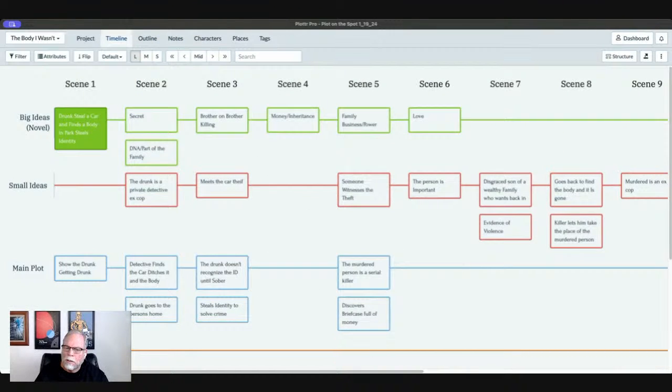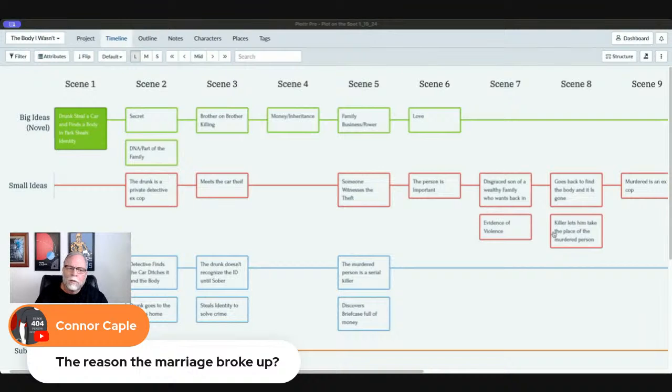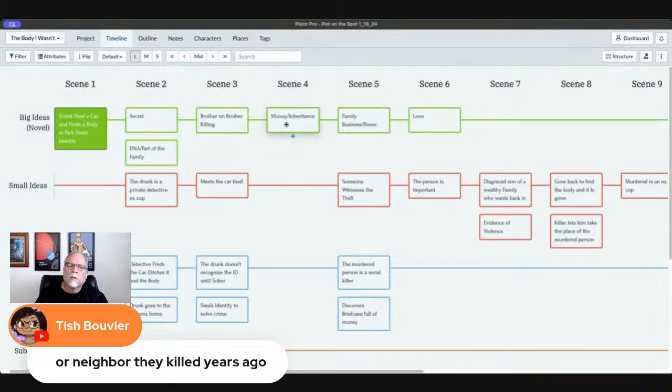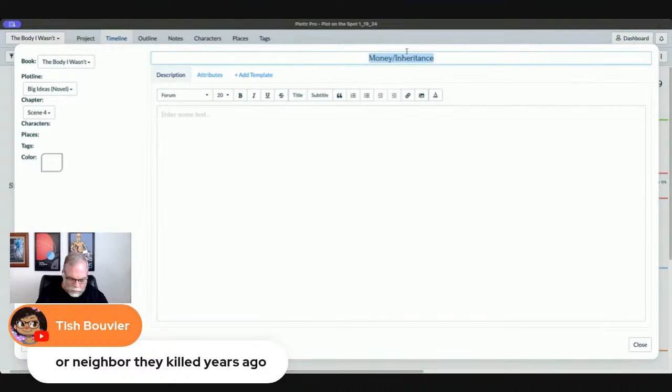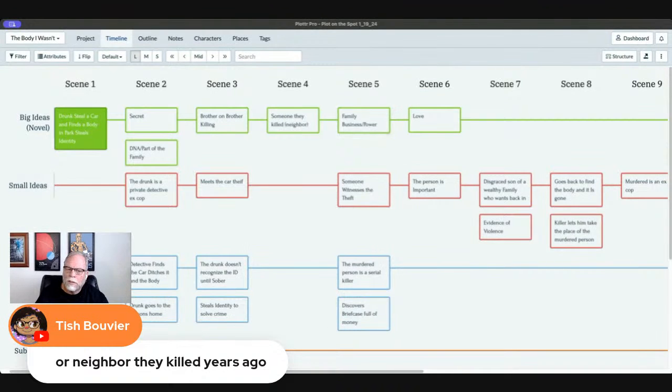All right. Other type of secrets that could be hidden. Neighbor they killed years ago. The reason the marriage broke up. That is interesting as well. So let's look at those. We'll just say someone they killed, neighbor. Because if the victim is a serial killer, that could easily be one of the secrets that somebody knows and is trying to hide.